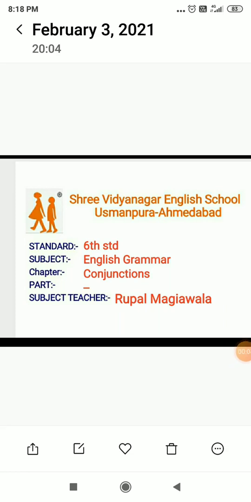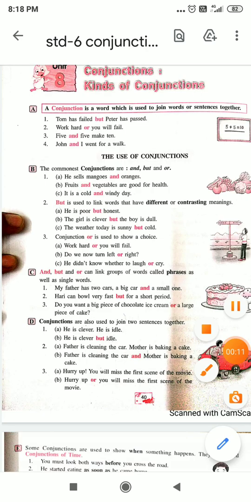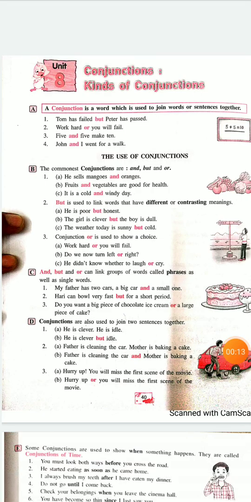Today we are doing a new chapter, lesson number 8, conjunctions and kinds of conjunctions. Now as you know, open to page number 40 in your textbook. Please keep a pencil in your hand. So conjunctions, that is the topic that we are doing. Conjunctions is not absolutely new to you. We have done this in the 5th grade also.